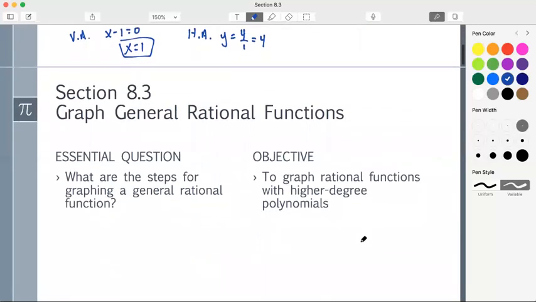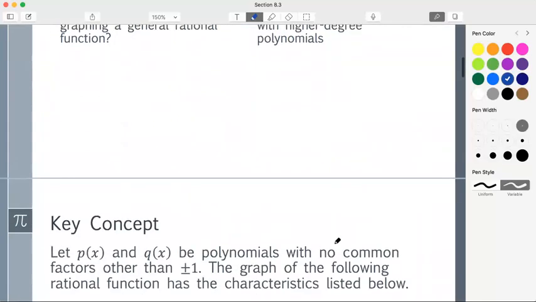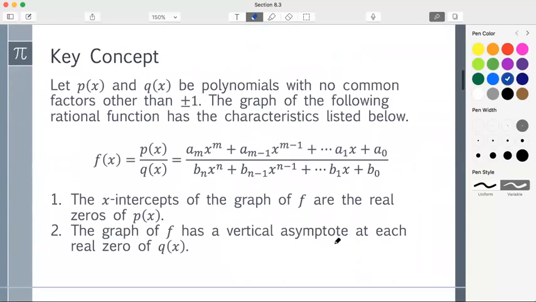For today, we're going to go on and graph more rational functions, but now we're going to get a little bit more generic and have more rules. So in complete generalities, here is a rational function. A rational function, if you recall, comes in the form of p of x over q of x. And remember, p of x is just a polynomial. q of x is just another polynomial.